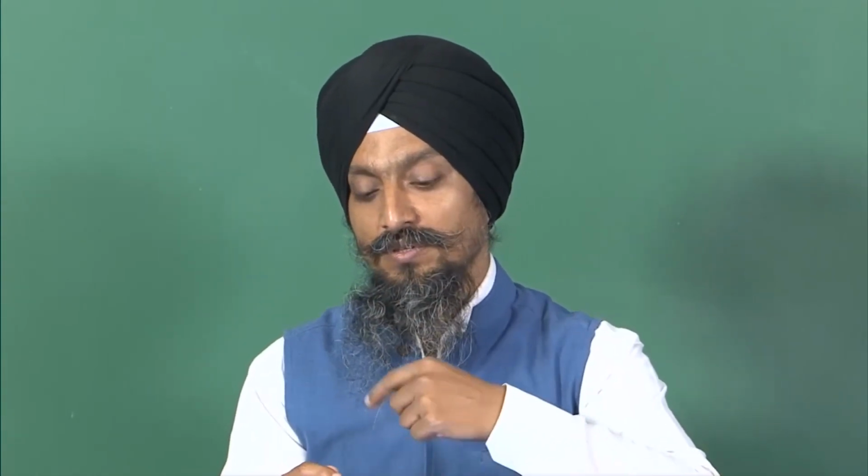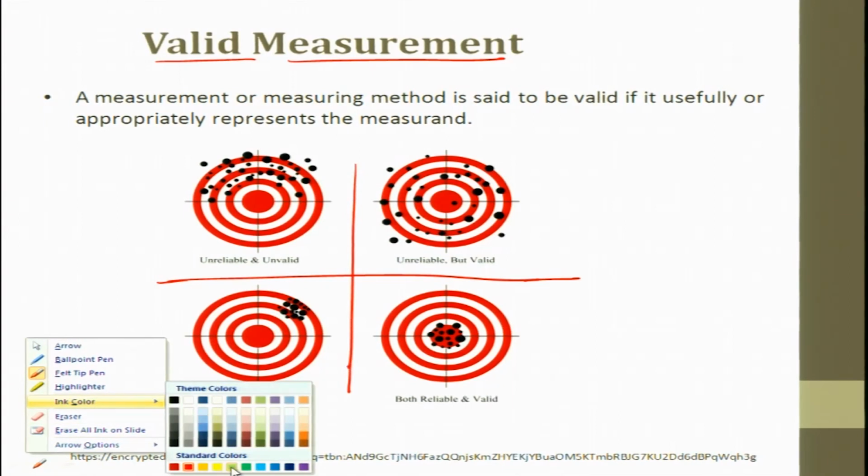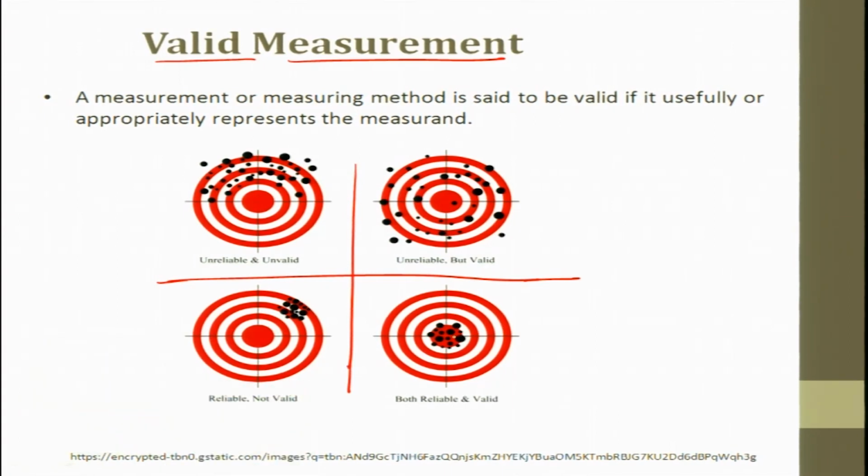See, there are two major kinds of errors. We will discuss that as well: systematic errors and random errors. But I will first discuss what a valid measurement is. You can see in this matrix there are 4 measurements. The perfect result should have been when it hits exactly at the center. This is the perfect result, exactly at the center.